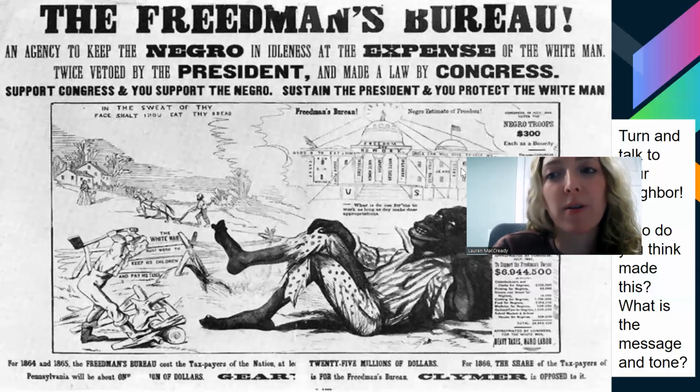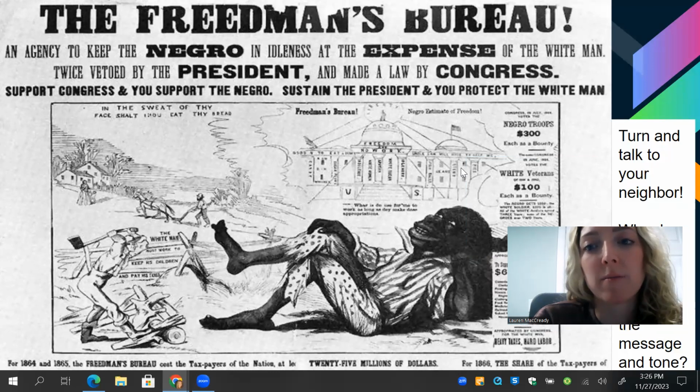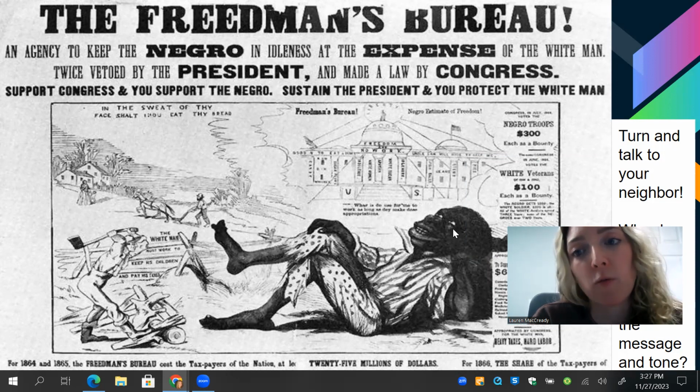This is a political advertisement from the time about the Freedmen's Bureau. It says, "An agency to keep the Negro in idleness," meaning like when you're idle, you're not moving, like your car is in idle, "at the expense of the white man, twice vetoed by the president and made a law by Congress. Support Congress and you support the Negro, sustain the president, and you protect the white man." Clearly from the POV of a Southern Democrat, does not support the Freedmen's Bureau. They are highlighting that they feel like this is undemocratic because the president vetoed it twice, but the Congress is able to keep it going. So they're just trying to highlight like this is not what we want, sort of thing, and just trying to associate it with this is for African Americans, not for citizens.